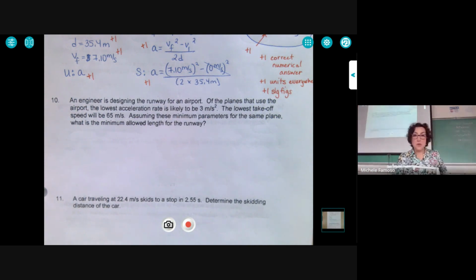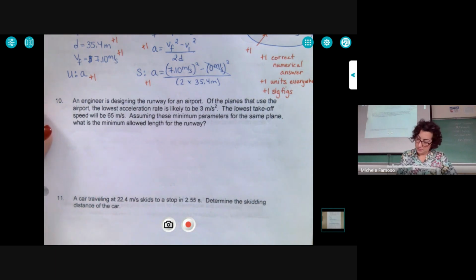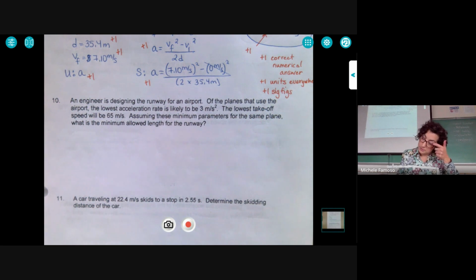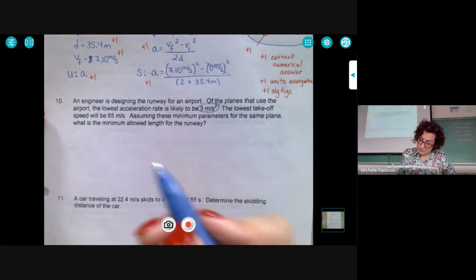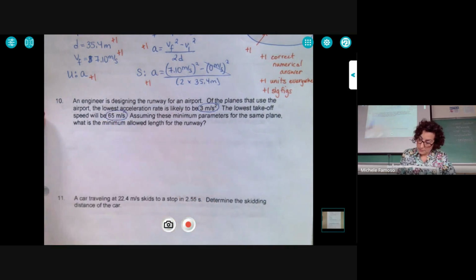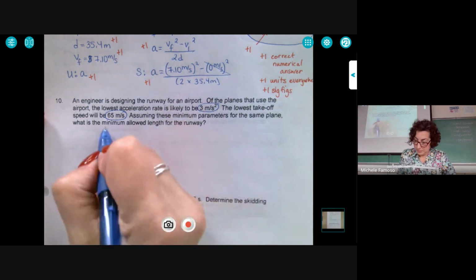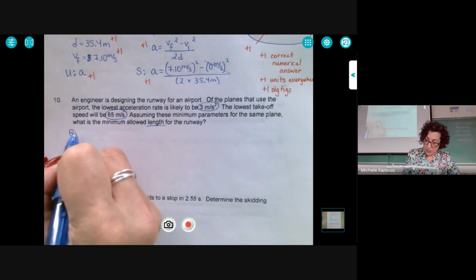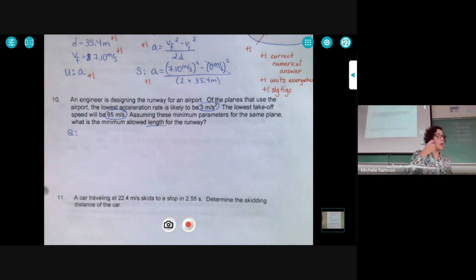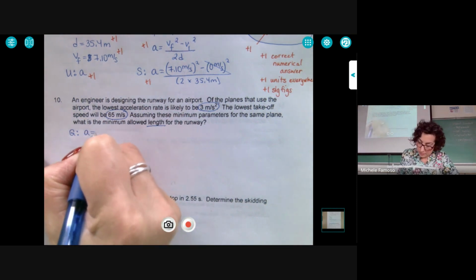Gabriella, you get to read this one for us. Of the planes that use the airport, the lowest acceleration rate is likely to be 3 meters per second squared. The lowest takeoff speed would be 65 meters per second. Assuming these minimum parameters for the same point, what is the maximum allowed for the... All right. So we have another airplane taking off here. Matt, how about a given? An A of 3 meters per second squared. Good.